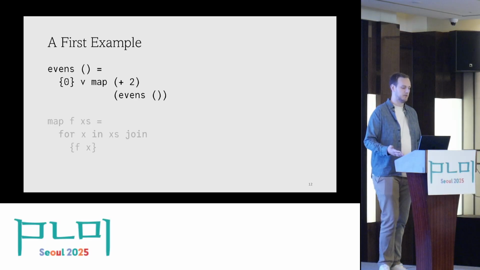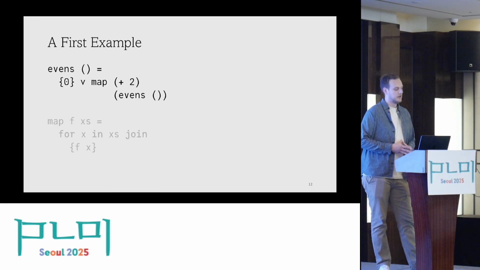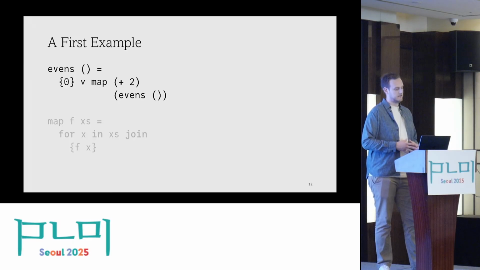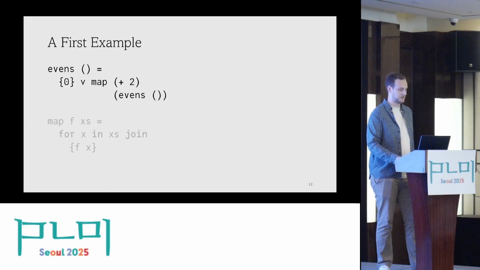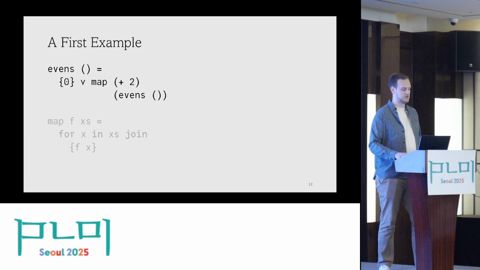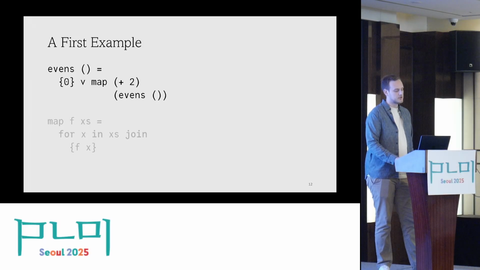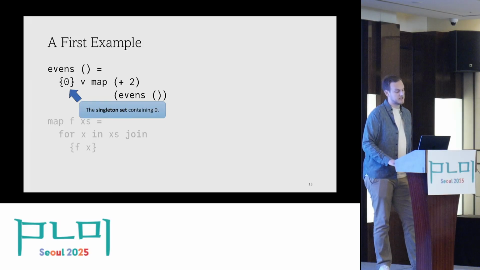Here's a really simple example. This is the evens function. It computes the infinite set of all even numbers. Now we're using Haskell notation here, but it's not Haskell, and the semantics are different in a couple ways. In particular, this is a strict language, like I mentioned before. So how does this definition work? Well, first of all, we have the singleton set containing 0 here.